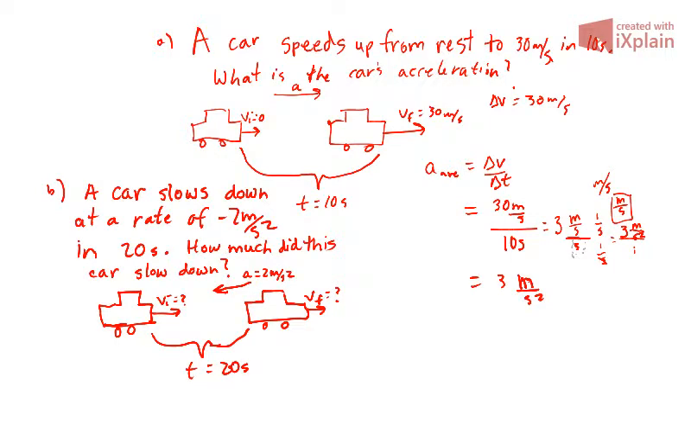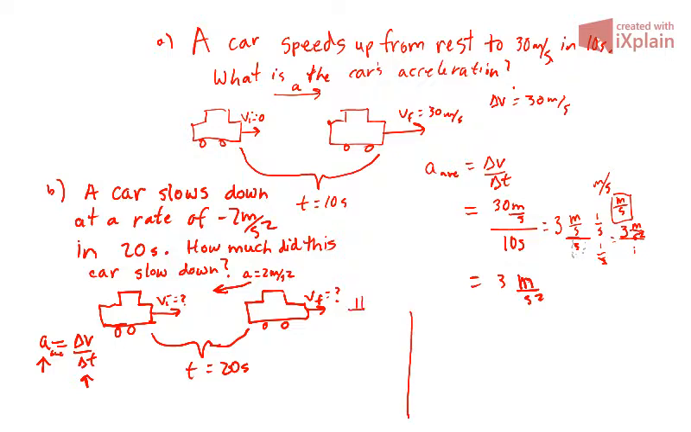So the challenging part here is, what does it mean by how much did this car slow down? If we look through the acceleration equation, we see that we're given a delta t, we're given an a, so would it make sense that delta v could tell us how much it slowed down? And yeah, delta v is a drop or a change in velocity. So if you want to know how much it slowed down, you want to know how much that velocity dropped. So we are going to do it two ways.